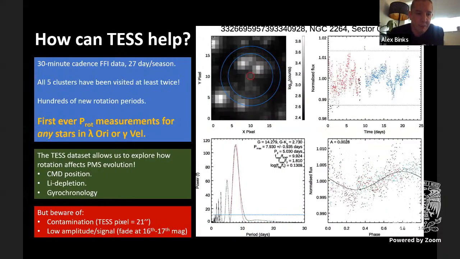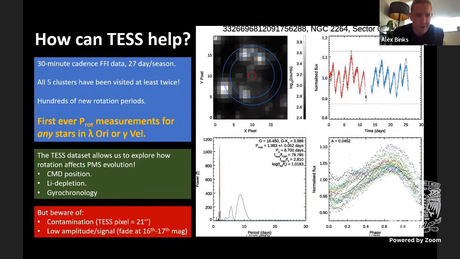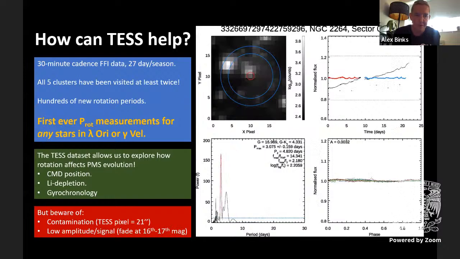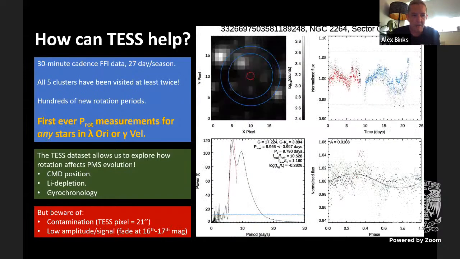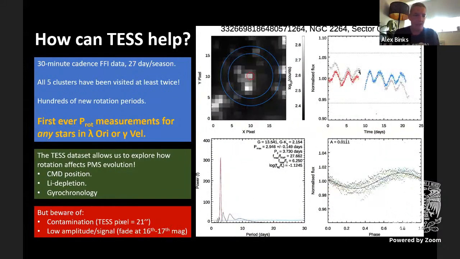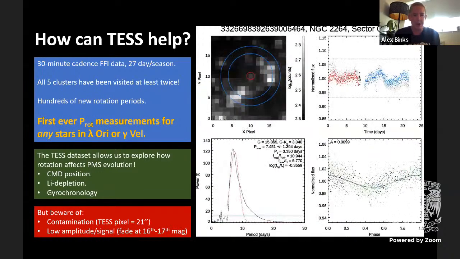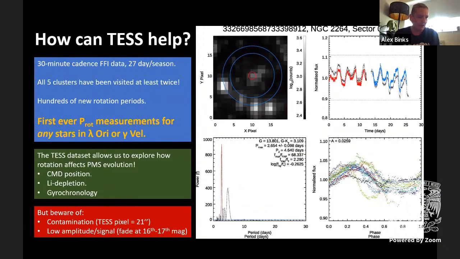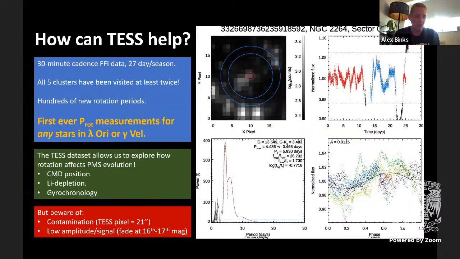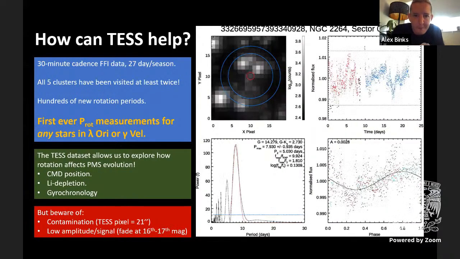But the plus side is we've got lots of new rotation periods. First time ever for Lambda Ori or for Gamma Vel. And we can use the rotation period data set to compare it with things like the color magnitude diagram, the lithium depletion, or just gyrochronology itself.